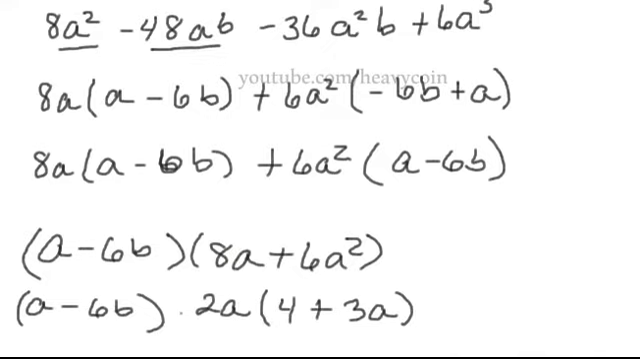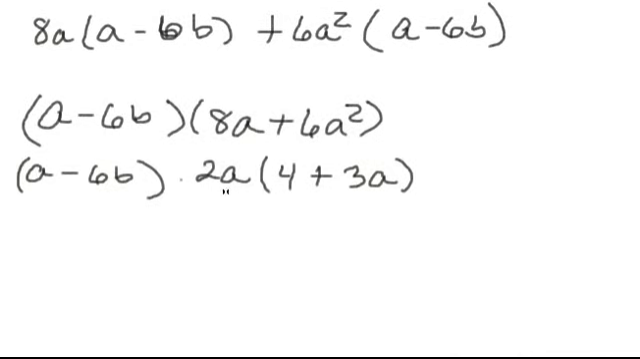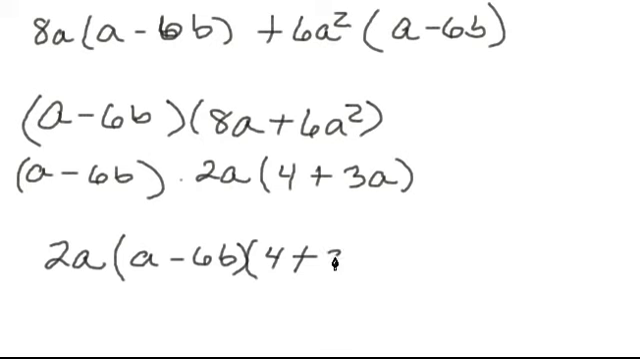Okay. Now to write this properly, we would take this 2a and bring it out front. And it doesn't matter which one of these we write, so I'll write that first one, and then 4 plus 3a. So that has now been completely factored.